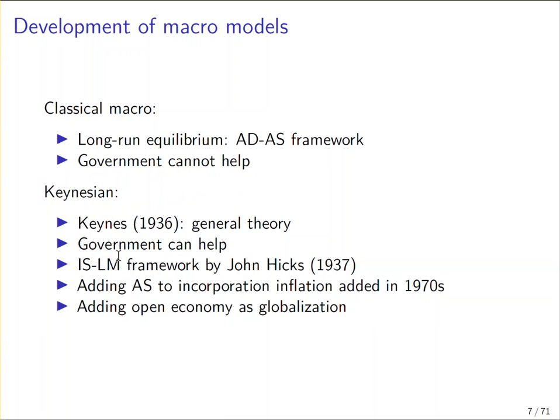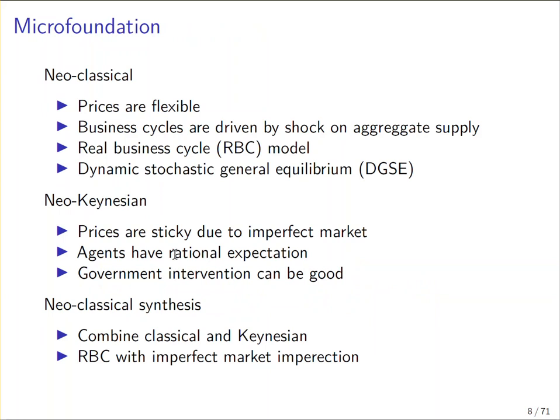So this IS-LM model, and later when inflation kicks in, we have the AD-AS model, and when trade becomes important or international finance is important, the open economy model. And this is before the 70s. Later, after the 70s, people figured out that there's still some problem, and then we have what we call the neoclassical model, and also the neo-Keynesian model, right?